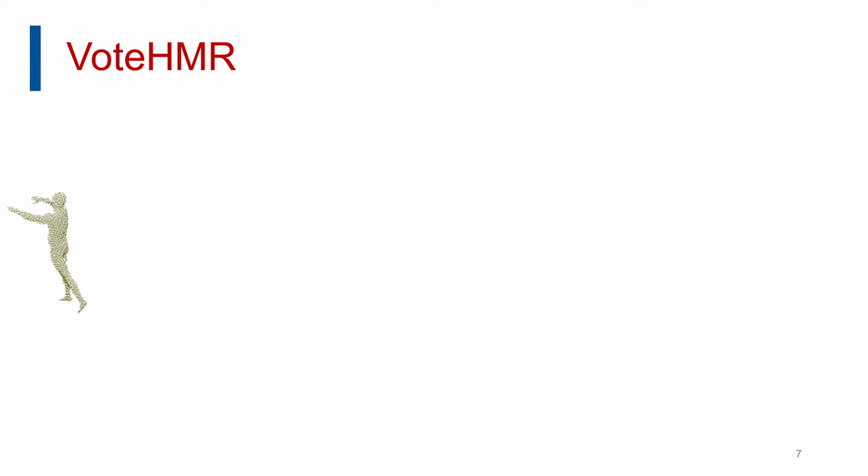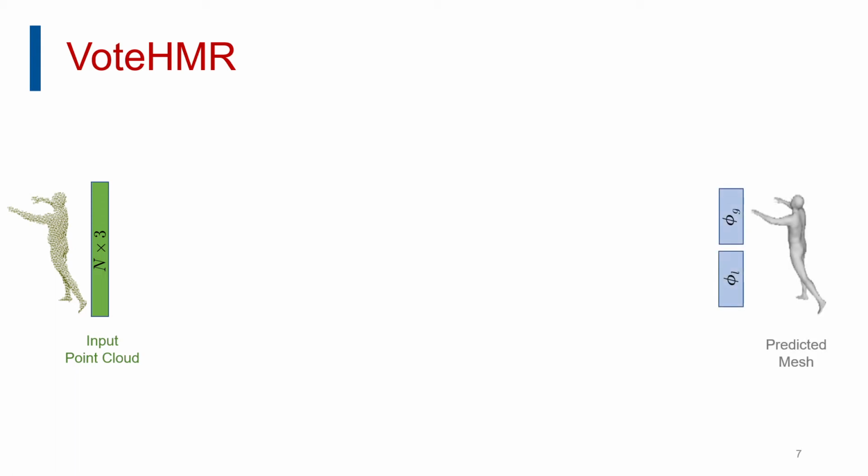The input of our VoteHMR is a point cloud, with a 3D coordinate for each of the N points. Such an input typically comes from depth sensors that scan partial views of the 3D human surfaces. The outputs are two sets of SMPL parameters. Global parameters control the body shape and the global orientation, and local parameters indicate the relative rotations of the articulated skeleton joints.